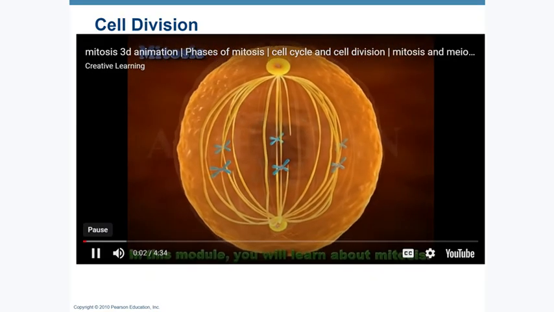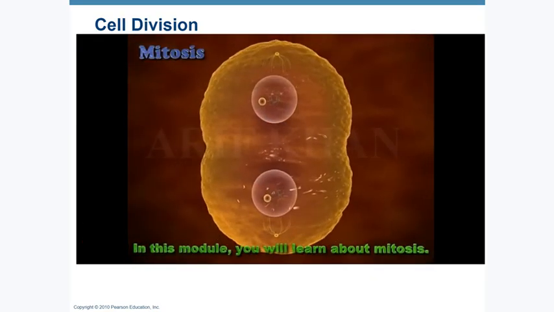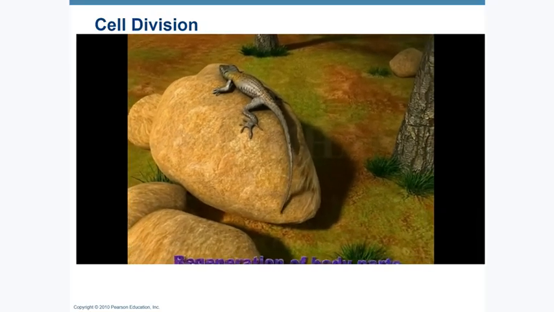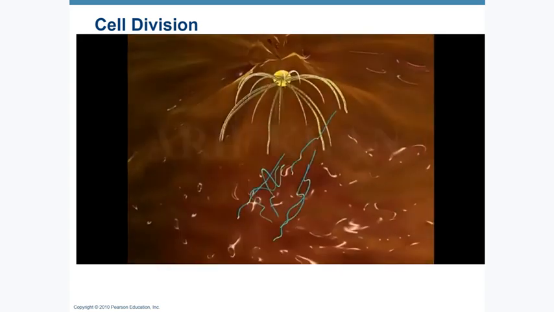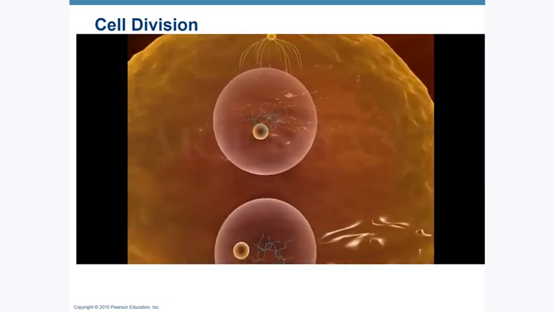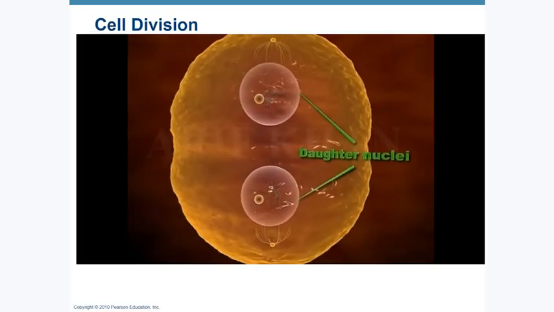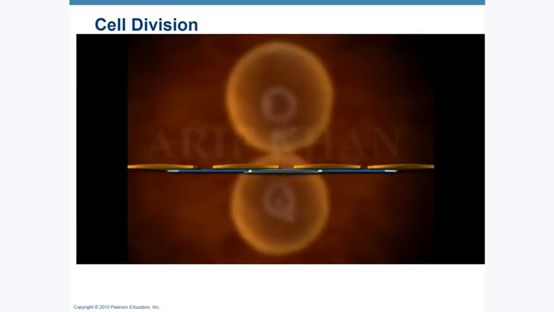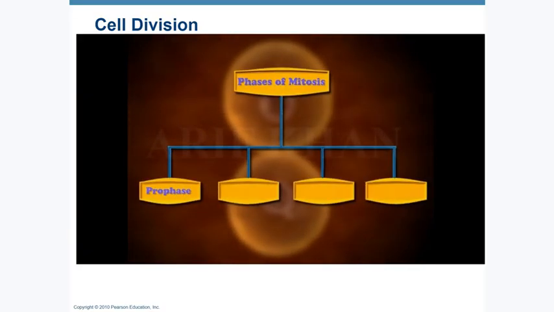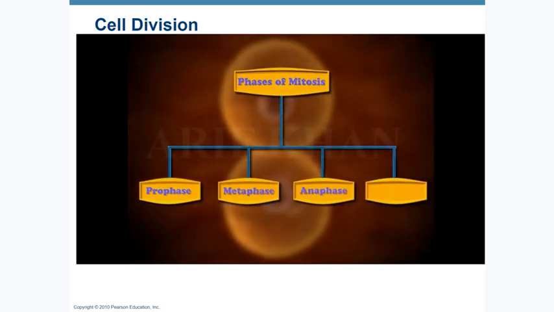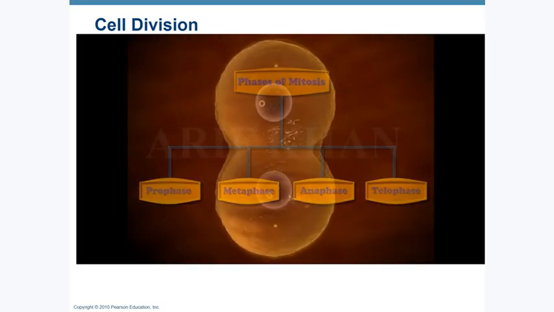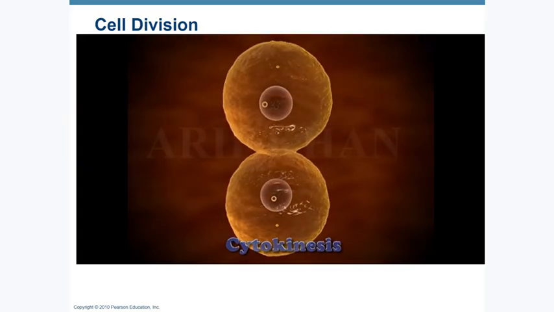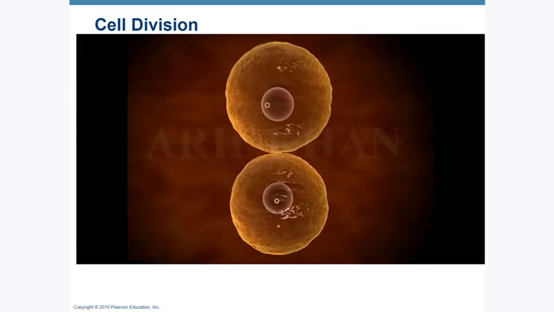Mitosis. In this module, you will learn about mitosis. Mitosis is a process of cell division that makes possible regeneration of body parts. To elaborate, mitosis is the separation of nuclear chromosomes into two identical daughter nuclei. It is divided into four key phases: prophase, metaphase, anaphase, and telophase. An additional phase called cytokinesis occurs after the complete nuclear division.